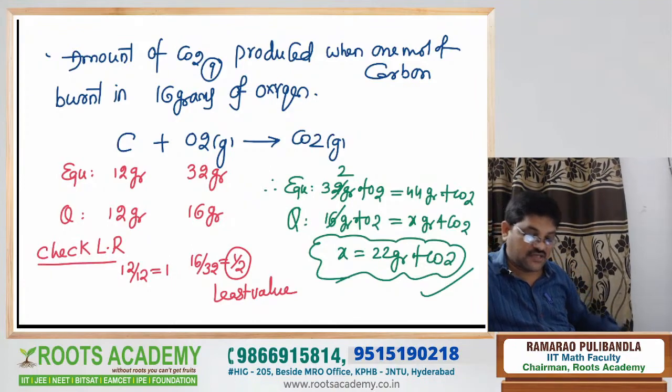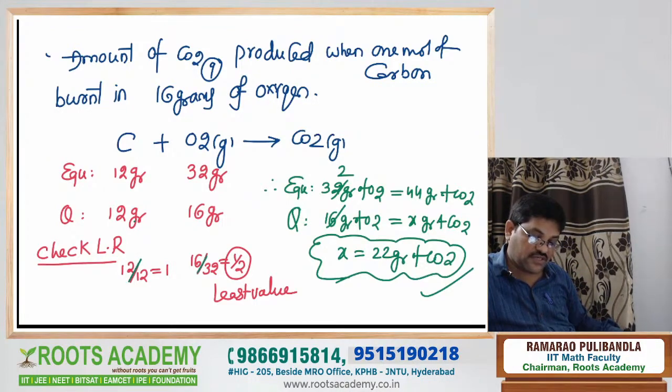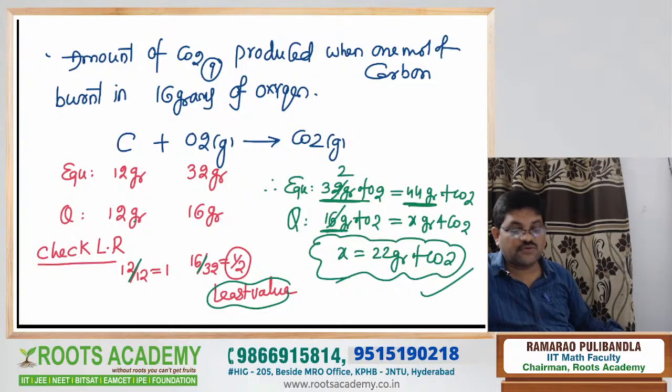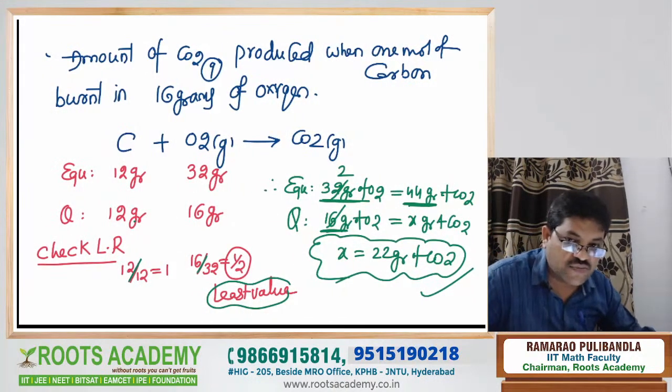Let me repeat once again. How do you check the limiting reagent? Number of grams in the question by equation. 12 by 12 is 1, and 16 by 32 is half, which is the least value. According to the equation, 32 grams of O2 gives 44 grams of CO2. For 16 grams of O2, you get 22 grams of CO2. Simple logic, no confusion. Now go to the redox concept.